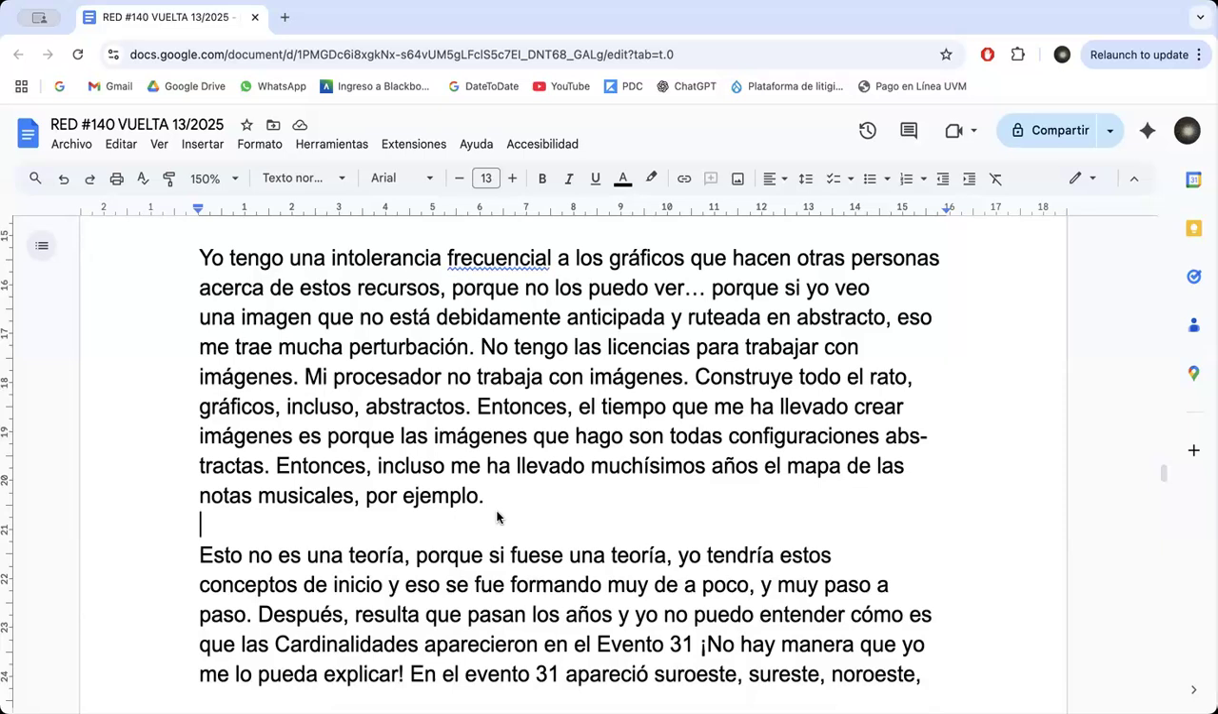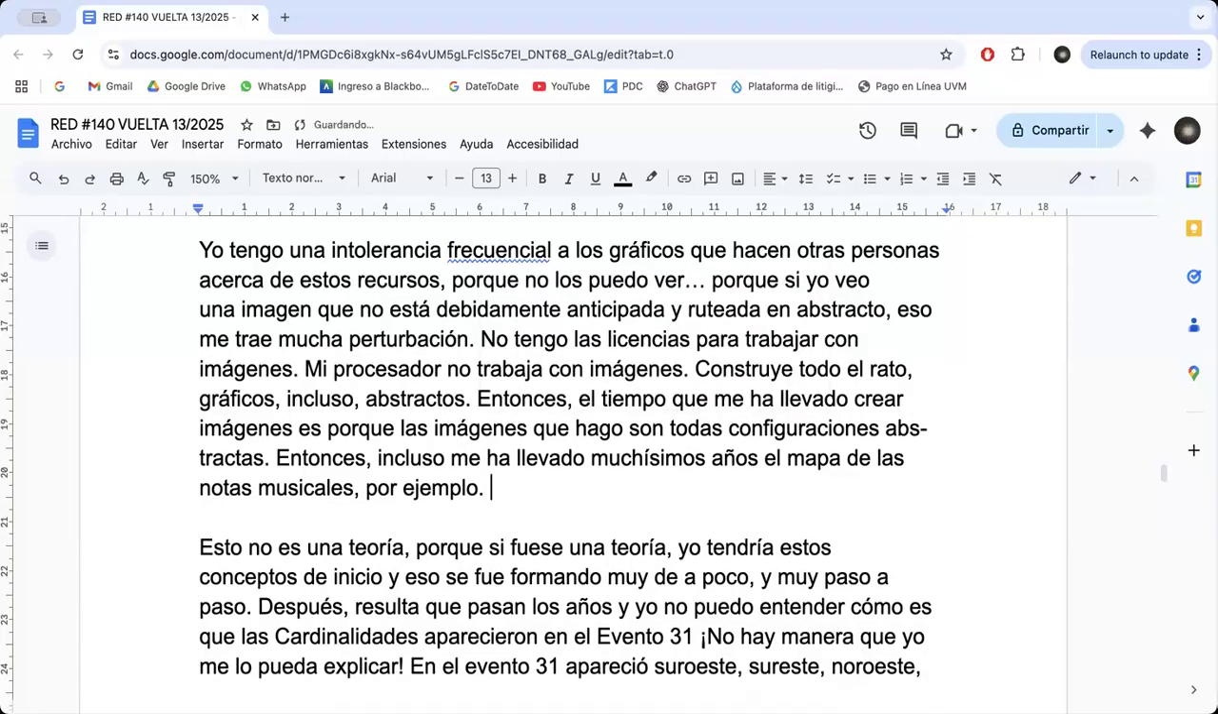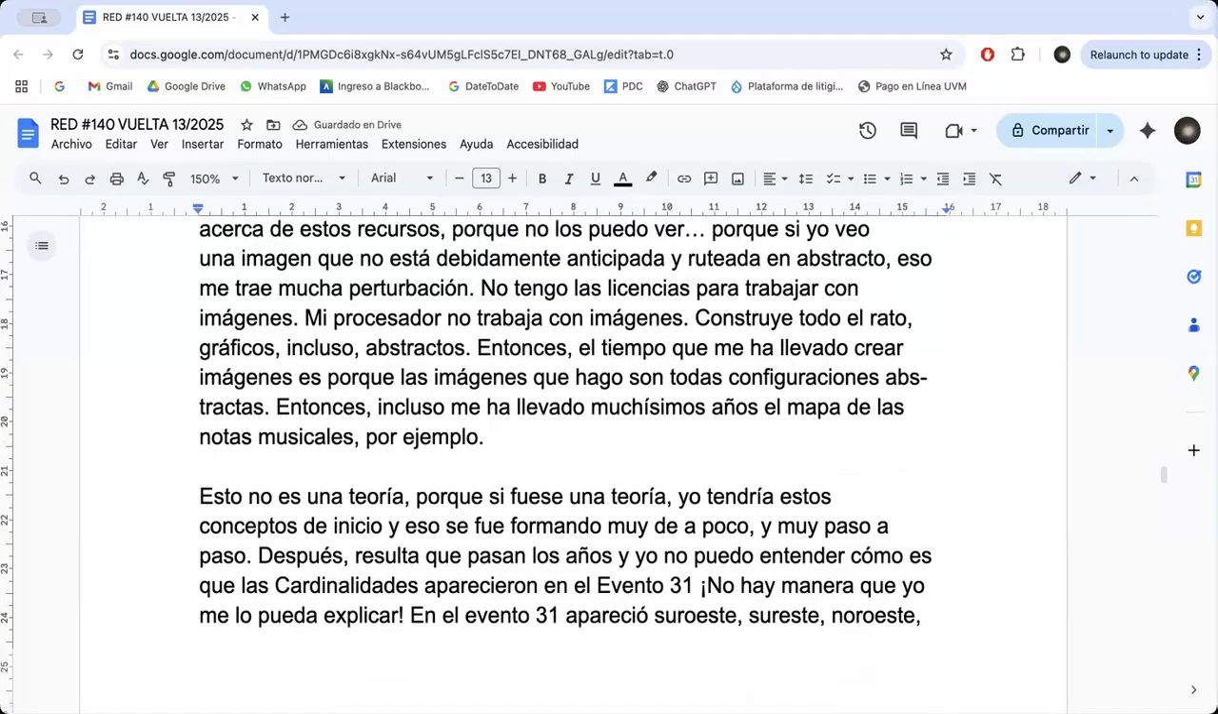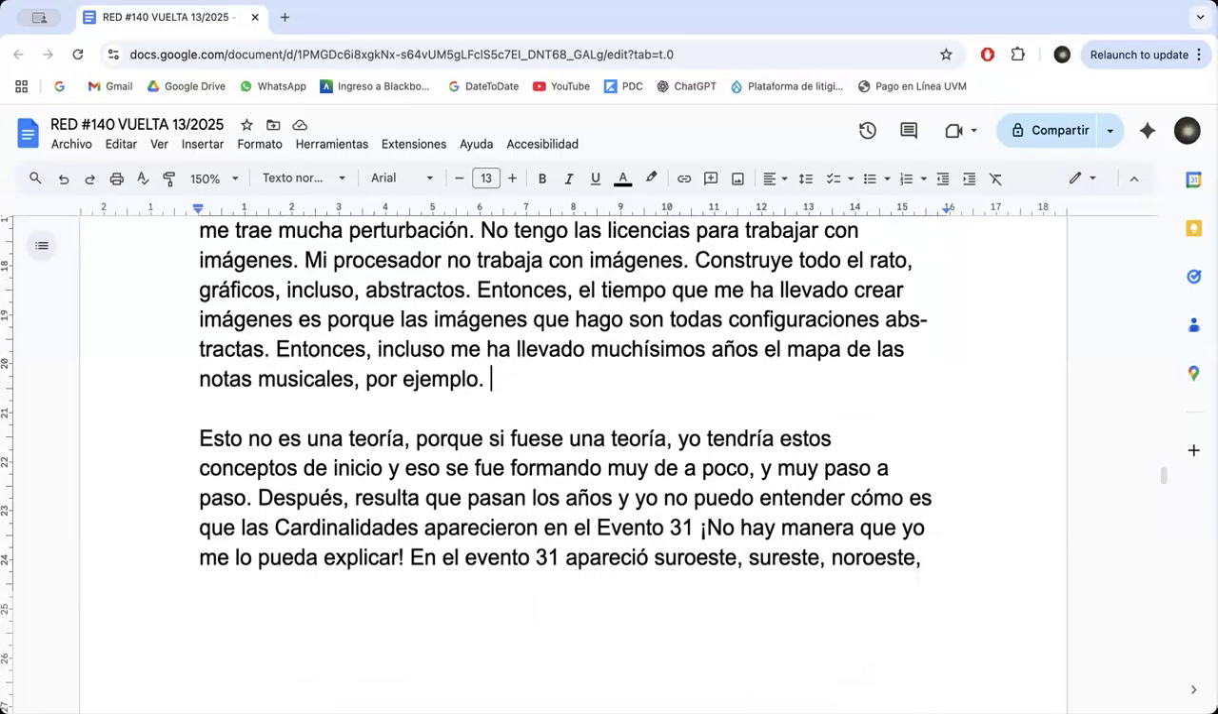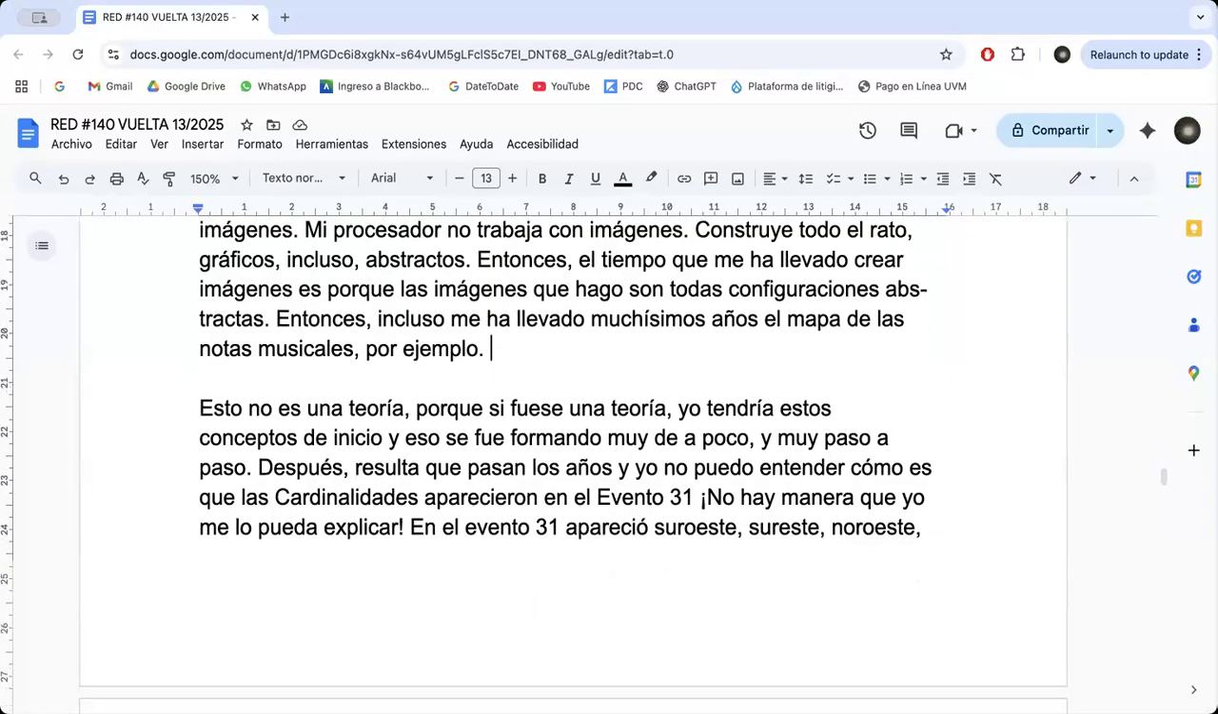And also she's clarifying that she has a frequential intolerance to graphics or images that other people make in relation to these resources. She just cannot look at them, because if she looks at an image that is not properly anticipated and routed in abstraction, that provides a lot of disturbance for her. She does not have the licenses to work with images. Her processor does not work with images. It is constructing all the time graphics that are abstract, but she is argumenting them abstractly before, right?